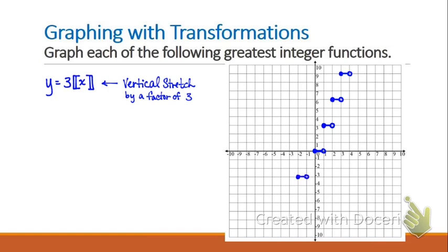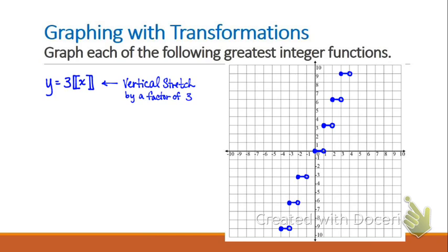Remember, I always want the open circle on the right and the closed circle on the left because it is rounding down. Oh, I put that one at the wrong spot. Here we go. There we are. All right. So there is a greatest integer function with a vertical stretch by a factor of 3.